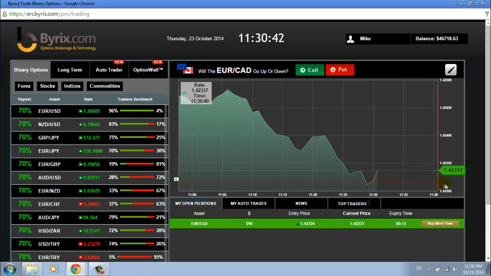Another recommendation to you is to always look at the current price, as you can see in the graph, and the entry price, so you know where you're standing in terms of the position. 5 seconds left in that trade. Let's see if it's a profitable trade.